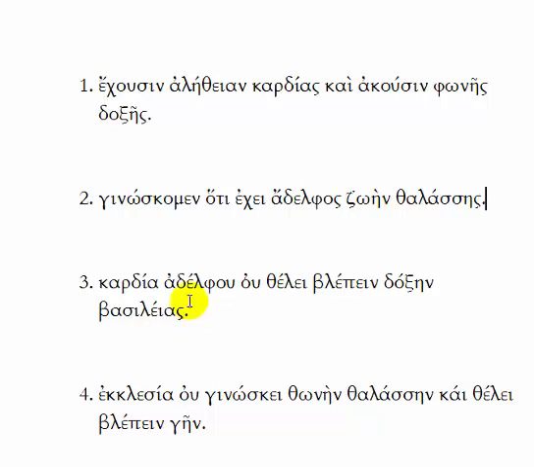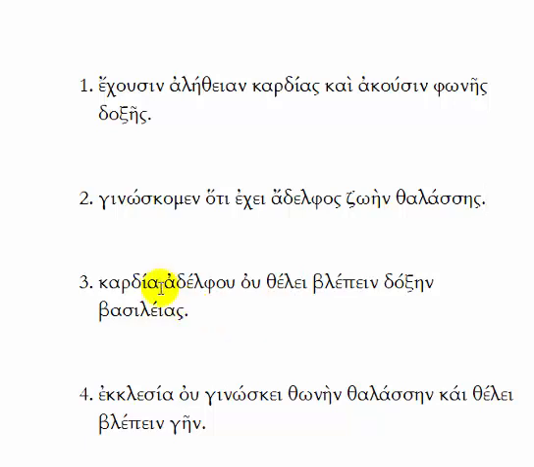All right, so first of all, cardia is heart, adelphou, which we learned in the first section, is brother. Ou thele blepen doxen basileas. Thelo is the word for wish, blepo is see, doxa is glory, basileas, kingdom. But again we need syntax.